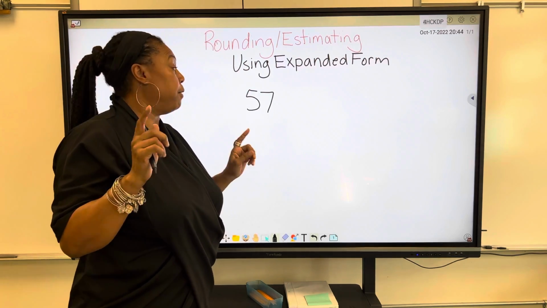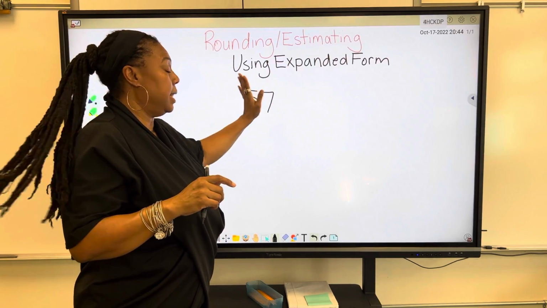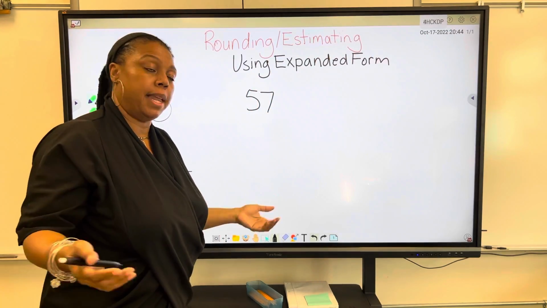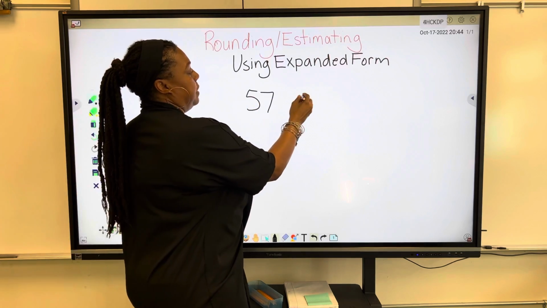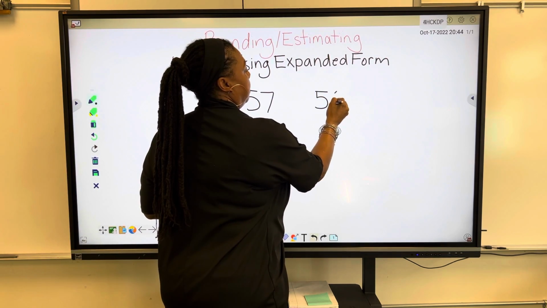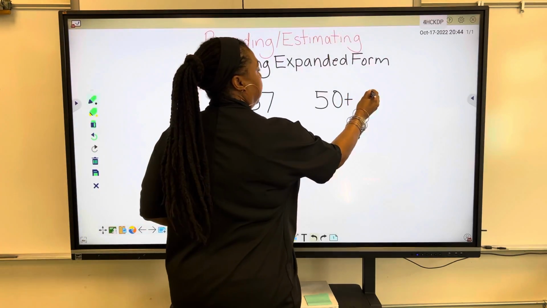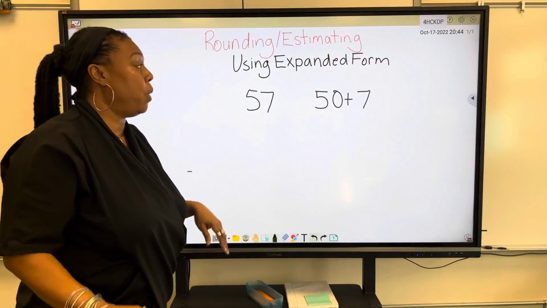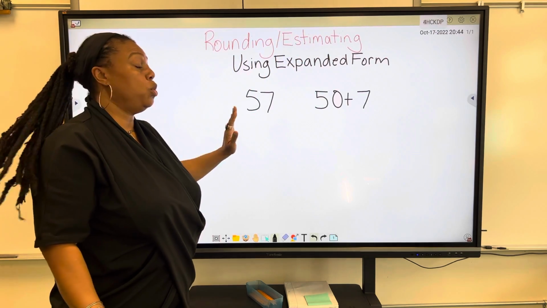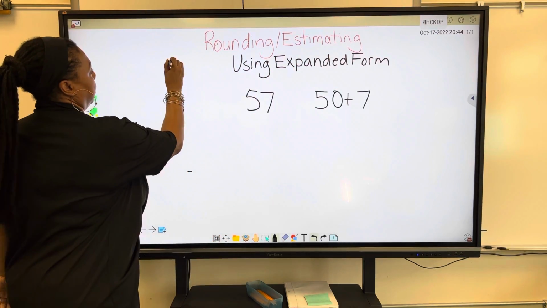So here we go. Our first step is to take this number and put it into expanded form. So we would have 5 10s here, so that would be 50. And then we would have 7 1s, and that would be 7. So now again, we're trying to round or estimate to the nearest 10.